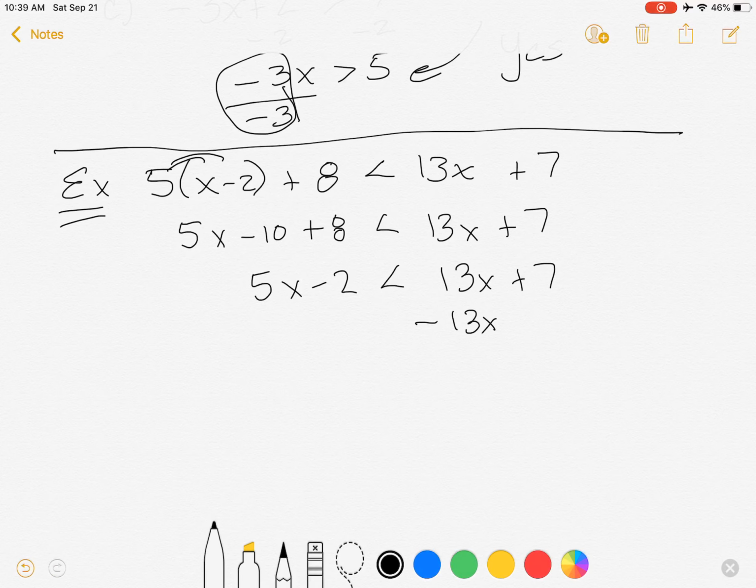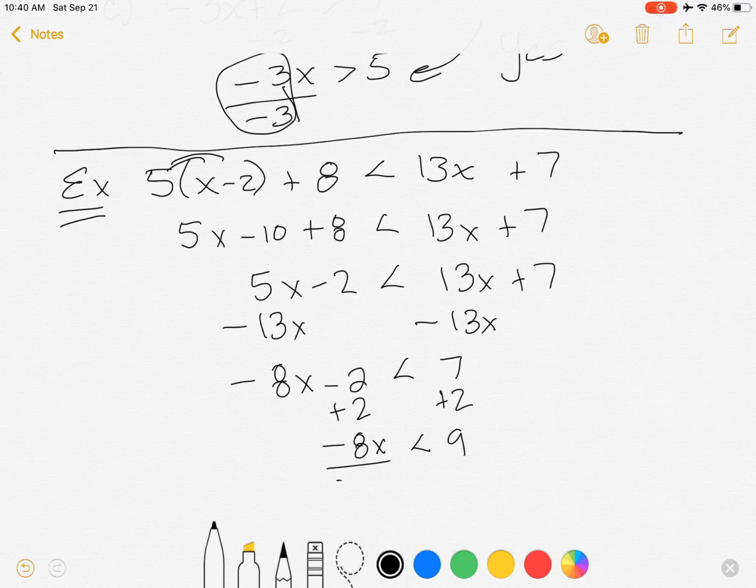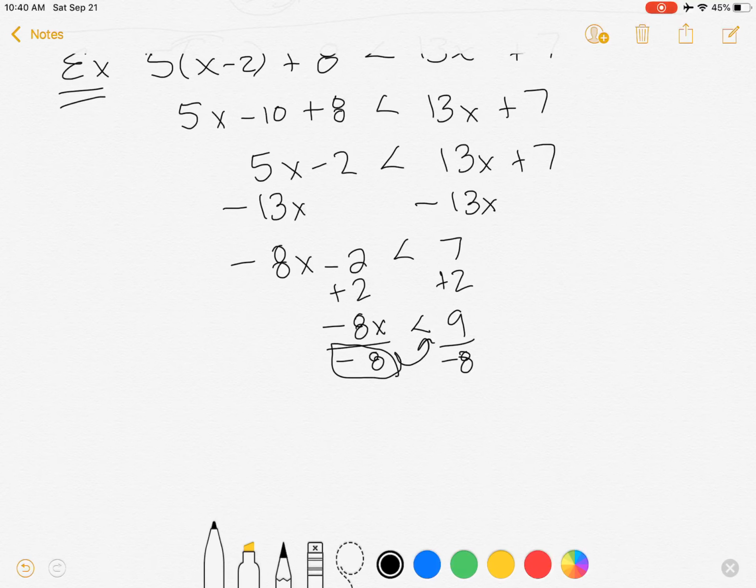So I'm going to subtract 13x from both sides. So I get negative 8x minus 2 less than 7. I'm going to add 2 to both sides. So I get negative 8x less than 9. Divide both sides by negative 8. Since I'm dividing by a negative, we have to flip the inequality sign.